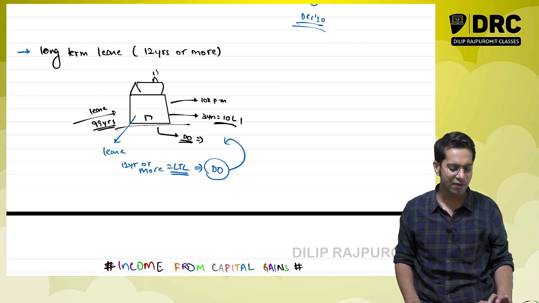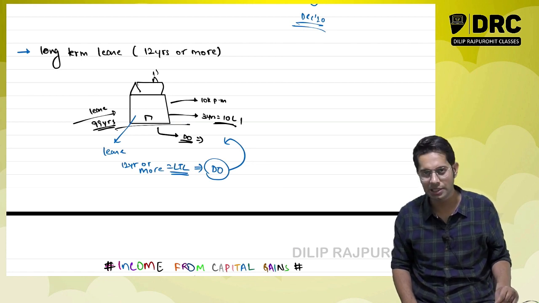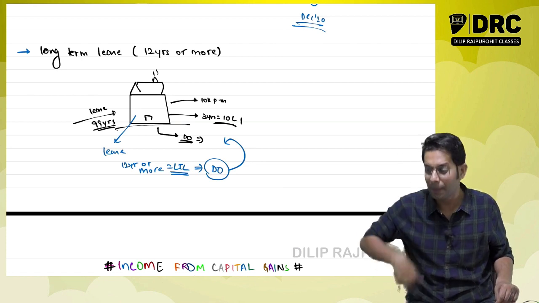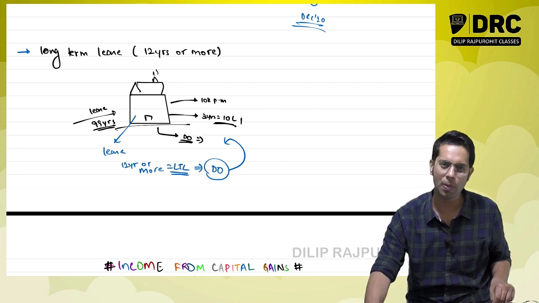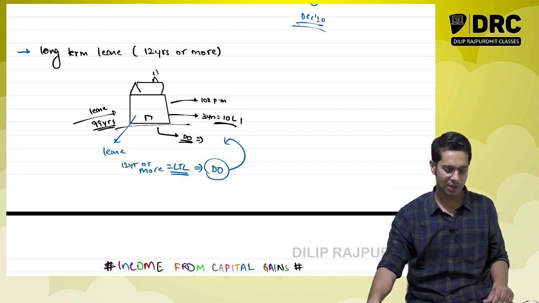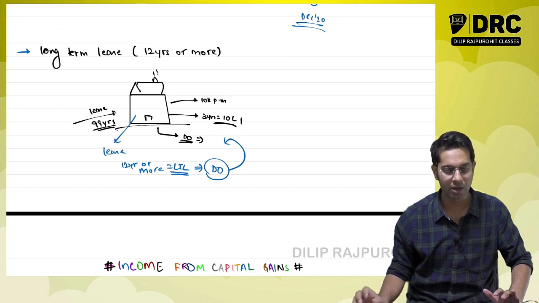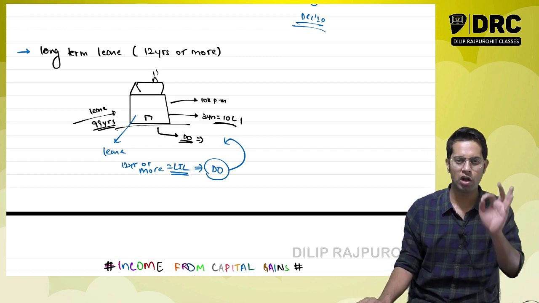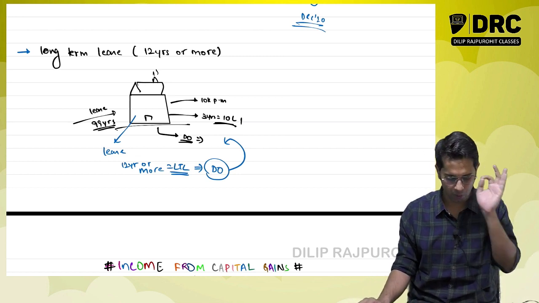Similarly, if I have given the property on a long-term lease for a period of 12 years or more, the person to whom I have given this property will be deemed the owner of this particular property, provided the lease is a long-term lease for a period of 12 years or more.